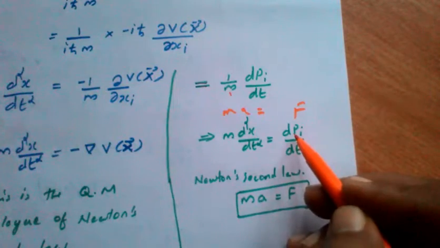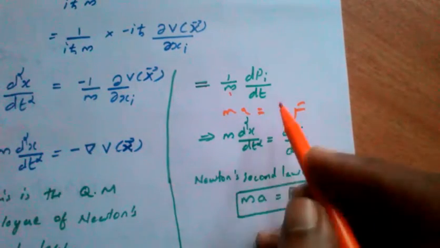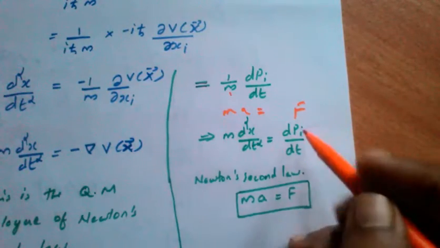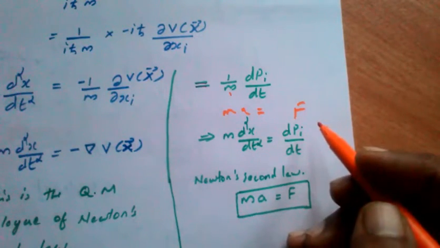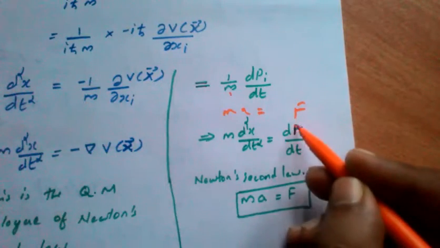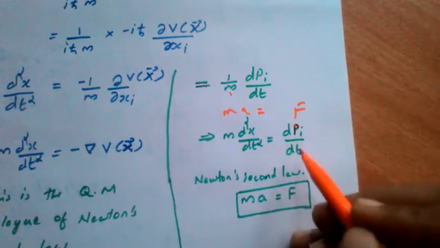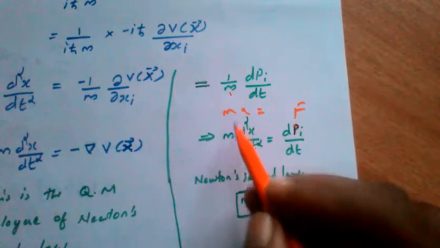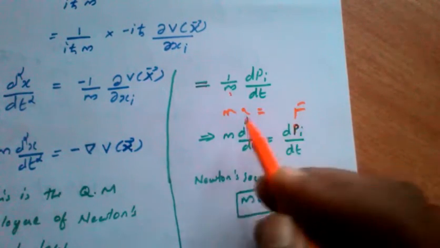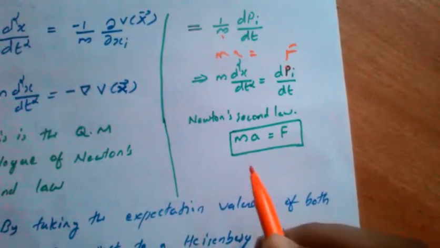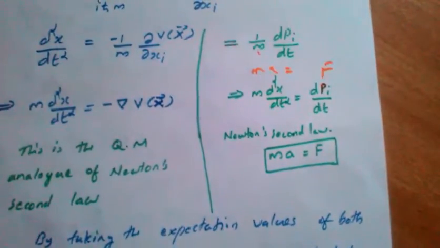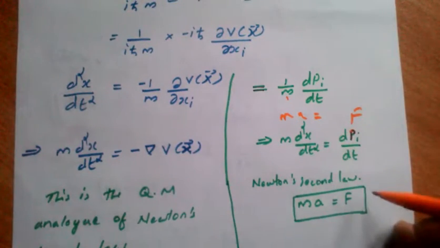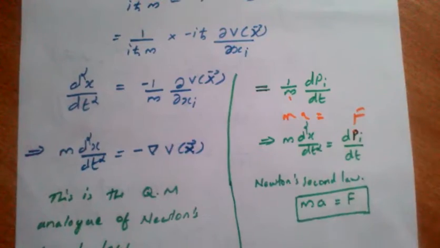This is the rate of change of momentum, that is force. I'm saying the classical analog; actually this is the operator, so I'm just comparing this with classical mechanics. dpi over dt has the dimension of force, and this has the dimension of mass into acceleration, that is F equals ma. F equals ma is Newton's second law, one of the most fundamental laws in physics, and we have derived the quantum mechanical equation analogous to this one.